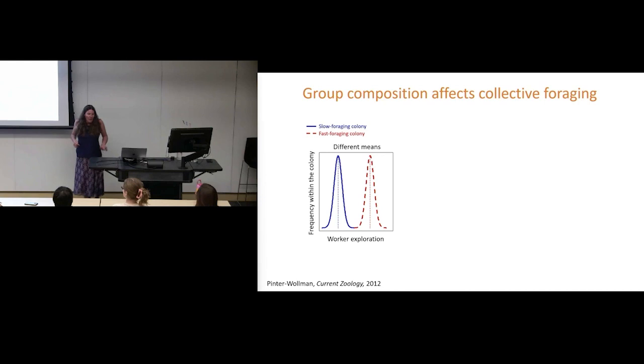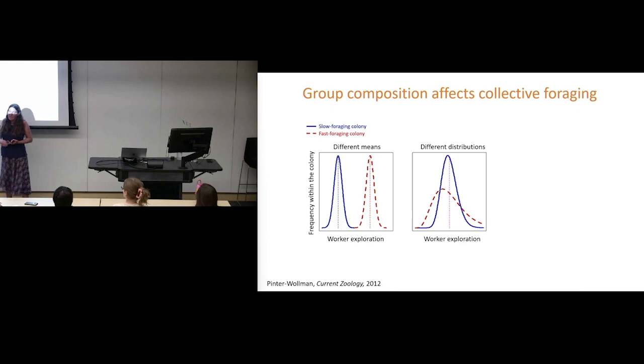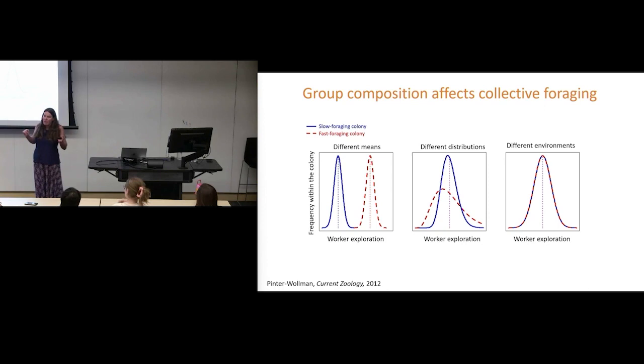We could also have differences in distribution. Maybe the mean of the behavior is the same, but the distributions are different, and maybe the red colony is faster because it has a few individuals that are really, really good at finding food, and they recruit everyone else, so we have these synergistic effects. And maybe there is no difference in worker composition and there's something about the environment. Maybe the blue colony is under a tree and so it's shaded and overall they're less active than the red colony. In this system of honeybees, we could actually test these hypotheses. While they're not completely mutually exclusive, we could still have predictions for one or the other.